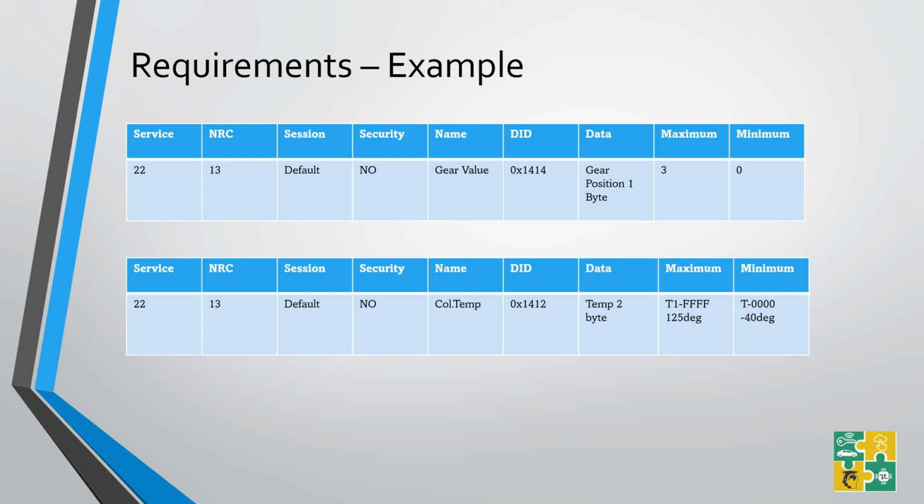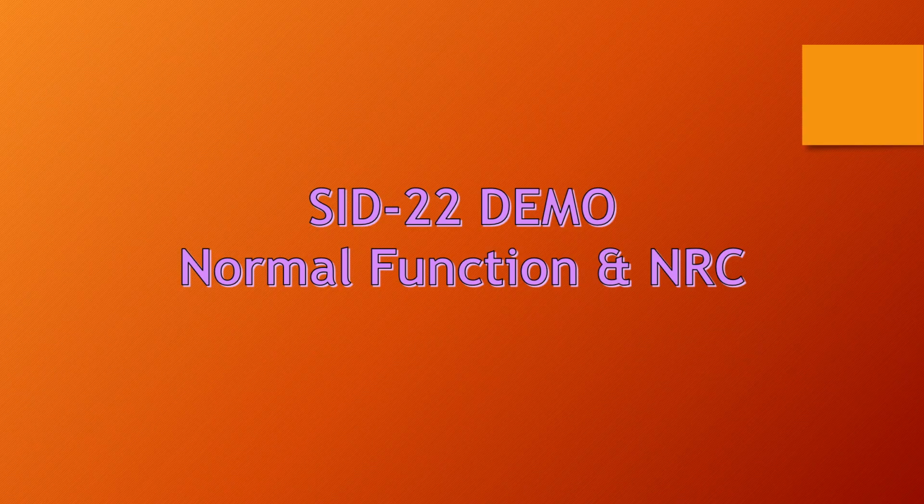This is the requirement I have created for our demo. There are two requirements: one is the gear position, one is the coolant temperature. Gear position has some DID number, and coolant temperature also has a DID number, and then there is the analysis which will be supported in the session. These are the basic requirements which I created for this experiment. Next we'll switch to the demo.